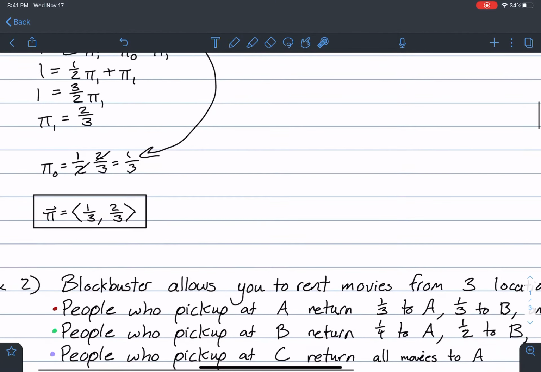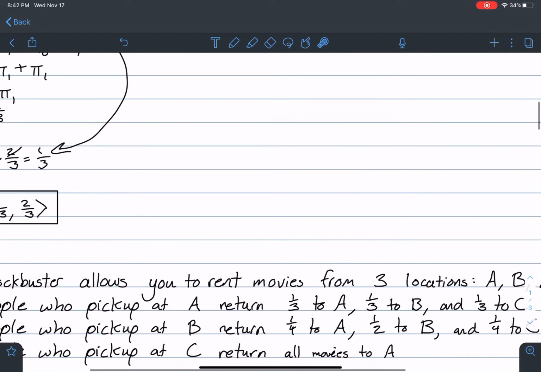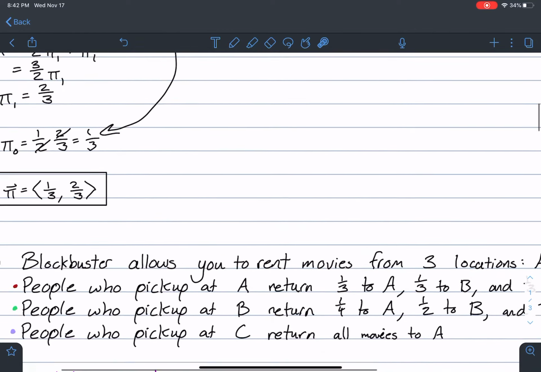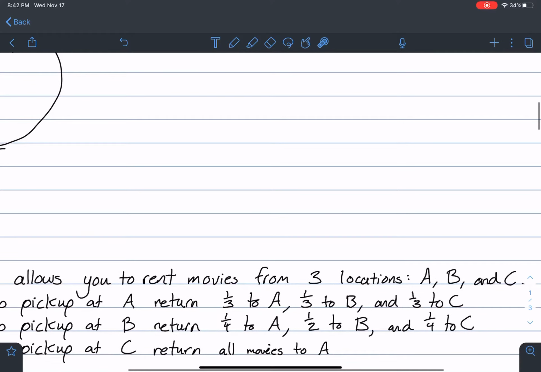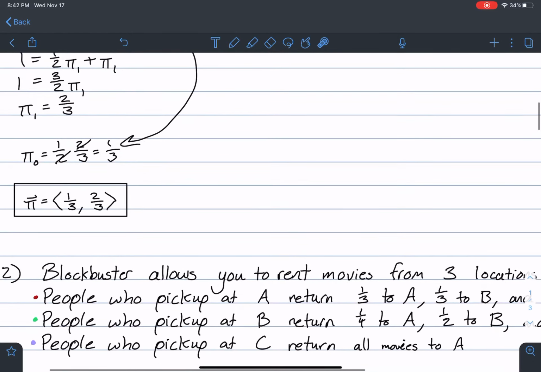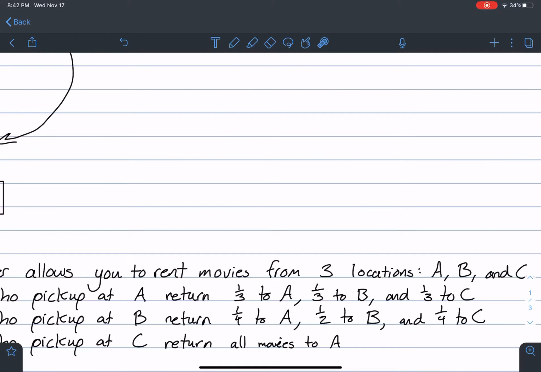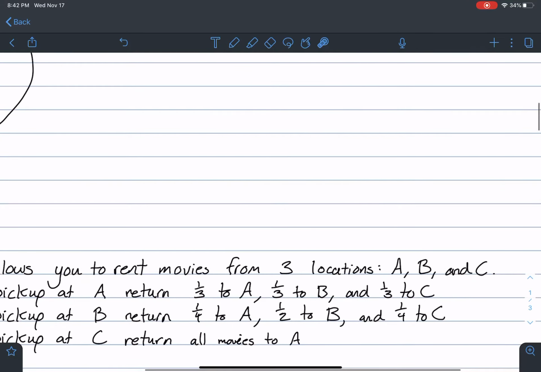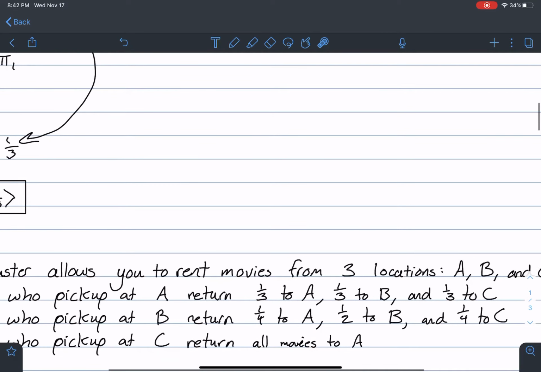Now, this one is a little harder. Blockbuster, just the blue and yellow thing, I know you know, allows you to rent movies from 3 locations, A, B, and C. People who pick it up at A return 1/3 of their movies to A, 1/3 of those people return them to B, and 1/3 of those people return it to C. Now, 1/4 of the people who pick up movies at B return it to A, half return it to B, and 1/4 return it to C. And those who pick it up at C, all of those people return it to A.